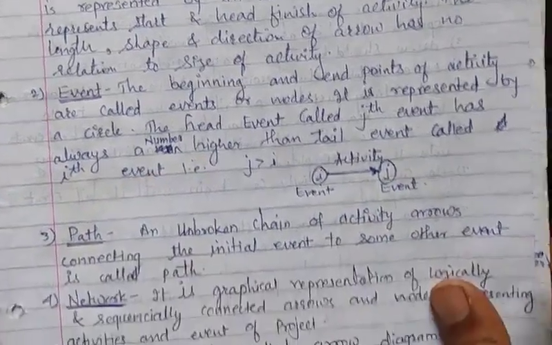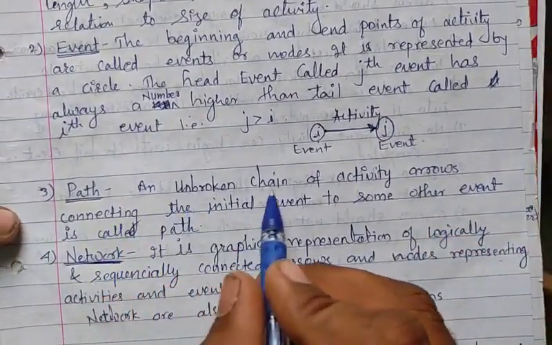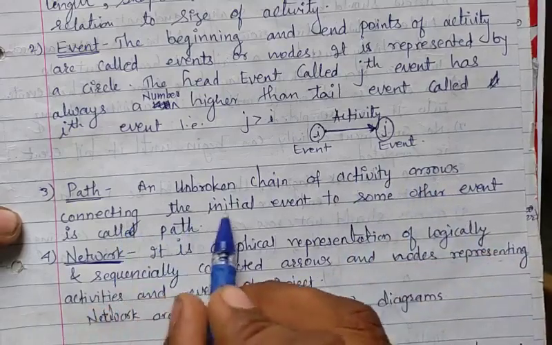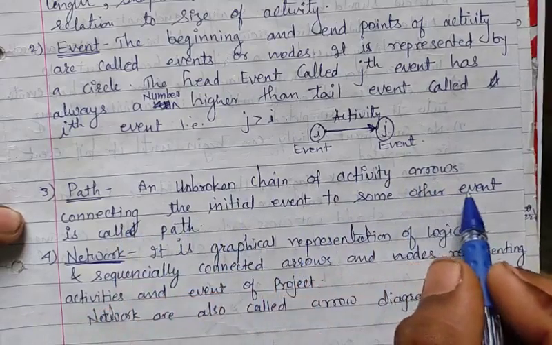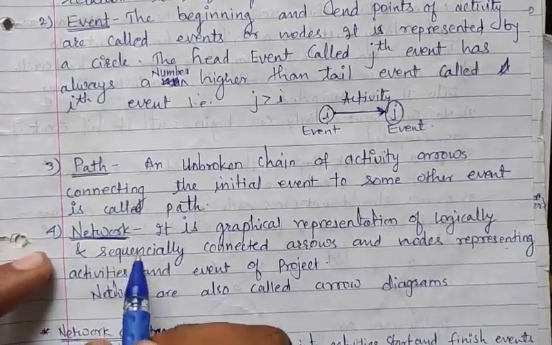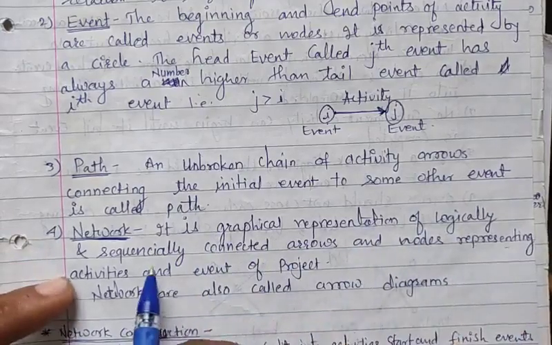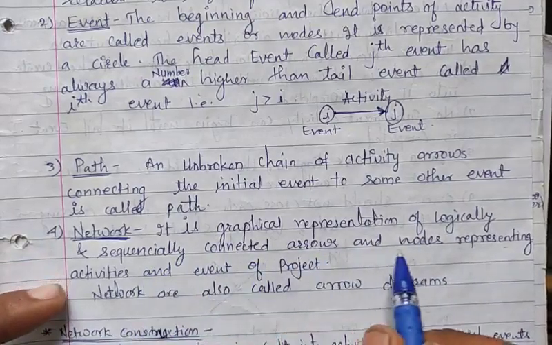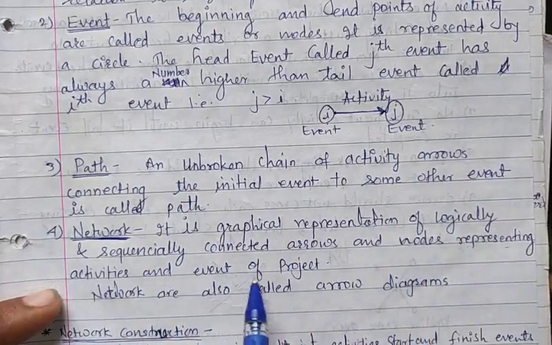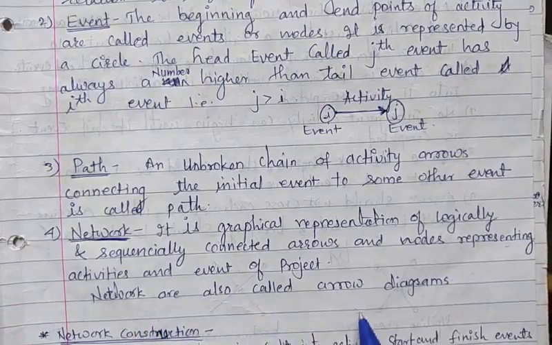Now next we will see the path. What is meant by path? An unbroken chain of activity arrows connecting the initial event to some other event is called a path. Now next is network. What is meant by network? It is a graphical representation of logically and sequentially connected arrows and nodes representing activities and events of the project. Networks are also called arrow diagrams.